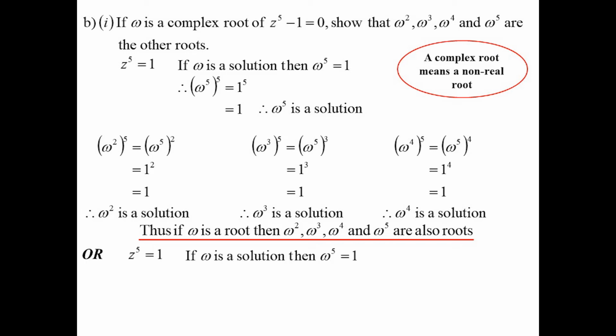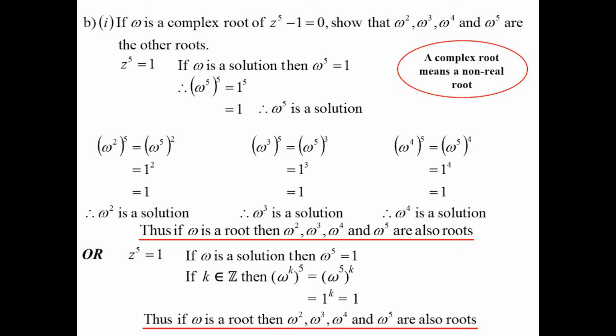Now, let's start off the same. Well, z to the power of 5 is equal to 1. Then we know, yes, omega to the power of 5 is equal to 1. But here's where it differs a little bit. I'm simply saying, well, hang on. If k is an integer, then omega to the power of k, to the power of 5, will always equal omega to the power of 5, to the power of k. That will always be true, so long as k is an integer. Well, that would be 1 to the power of k, and 1 to the power of k is always 1. So there's a much quicker way of saying, well, hang on, that means if omega is a root, then omega to the power of k will always be a root as well, where k is an integer. Now, it could be negative as well. I mean, we've just shown that squared, cubed, power of 4, power of 5 are solutions. But in fact, omega to the power of 6 would be a solution.